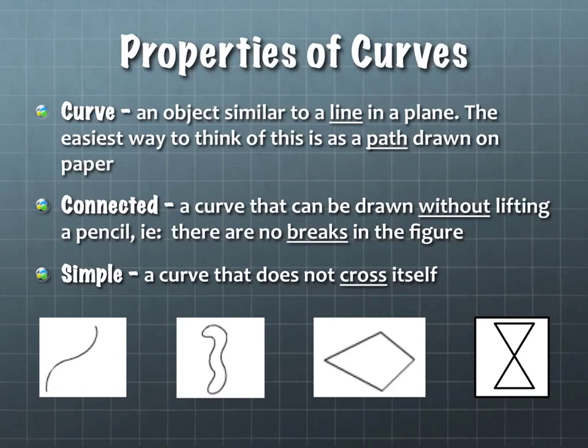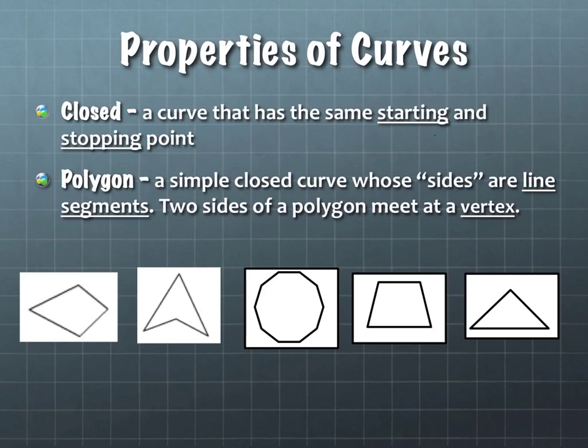And there's one more. I don't know why it's not on this sheet, but I'll go in the next one and then we'll come back to these images. The next one is closed. And closed means it's a curve that has the same starting and stopping point. So you can start somewhere, trace all the way around, and end up right back where you were at the very beginning without retracing any of your steps.